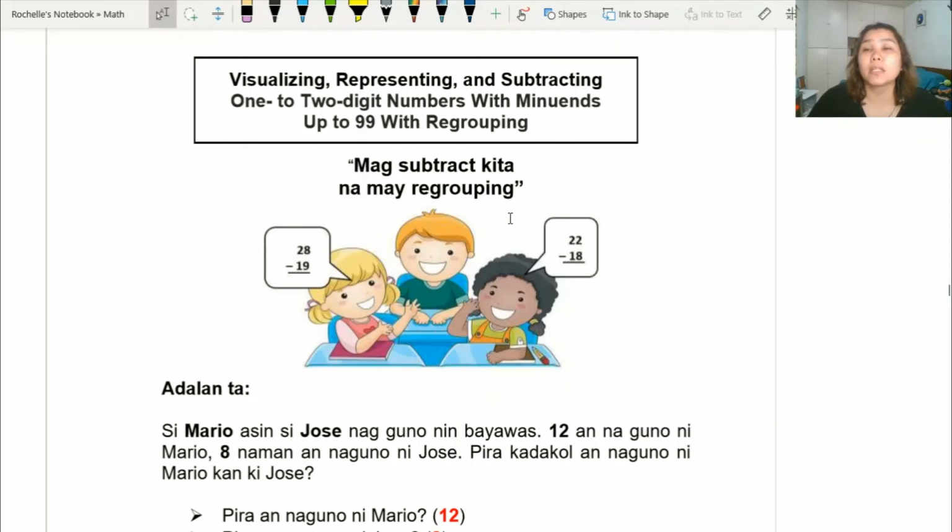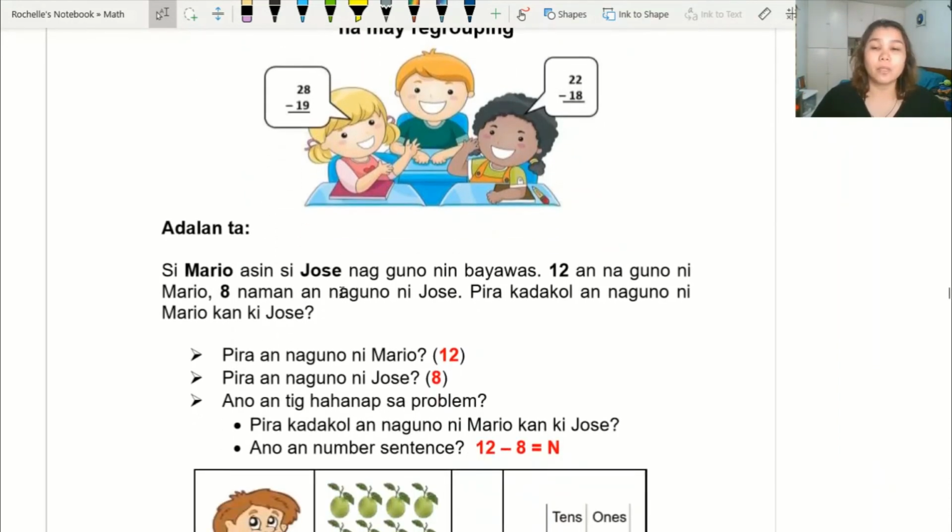So, what happens in regrouping? Something is transferred or placed in another value. What happens when we regroup in subtraction? Mario and Jose harvested guavas. Mario harvested 12, and Jose harvested 8. How many more did Mario harvest than Jose? So, we're going to compare the number of guavas they harvested.